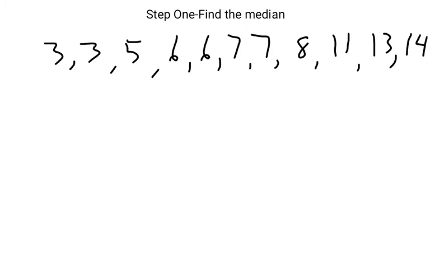So box plots are a way of displaying data. For the numbers 3, 3, 5, 6, 6, 7, 7, 8, 11, 13, and 14, our first step, once you get them in order from least to greatest, is to find the median of the whole set.